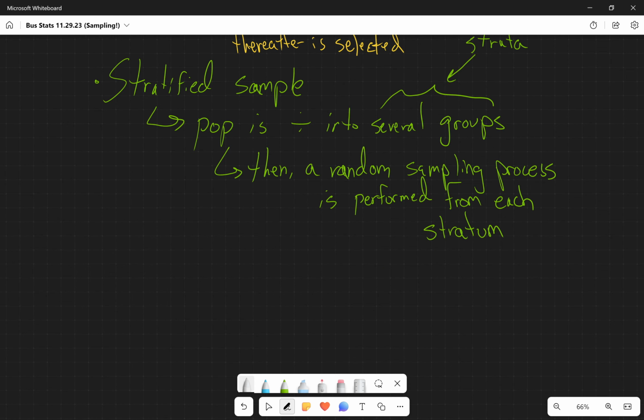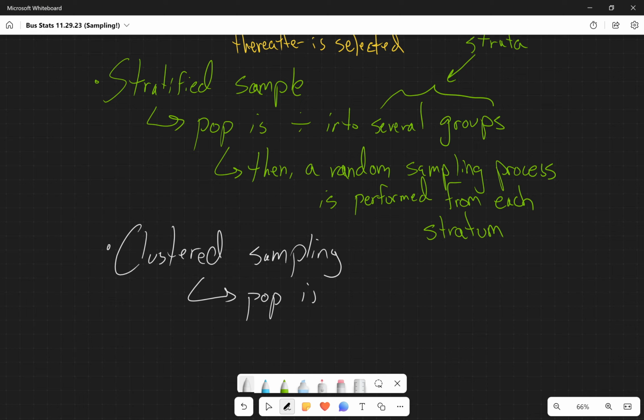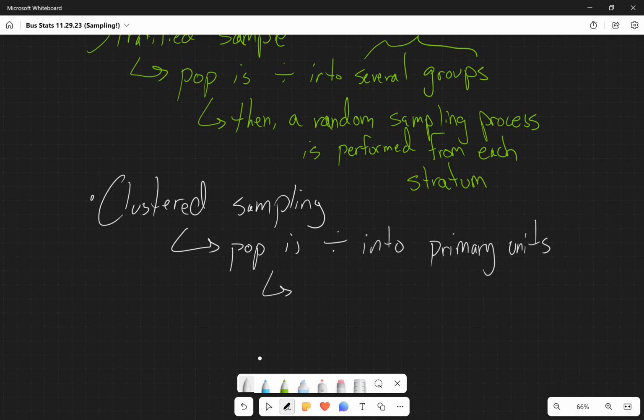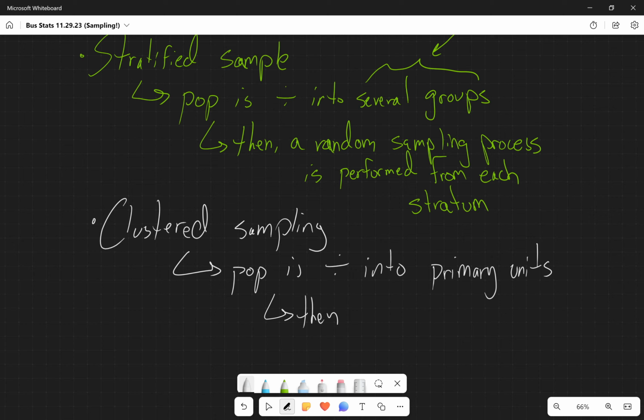All right, cluster sampling. So this is when the population is divided into primary units. And then, just like with stratified, the random sampling process is performed on each primary unit.